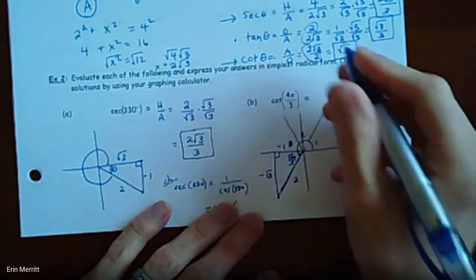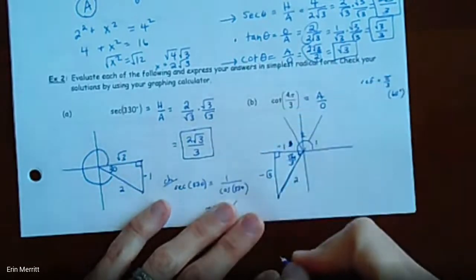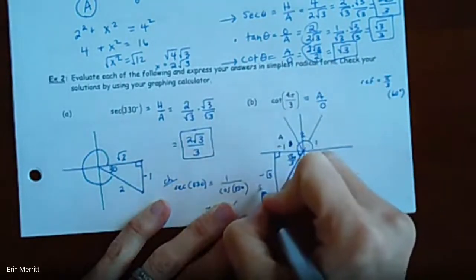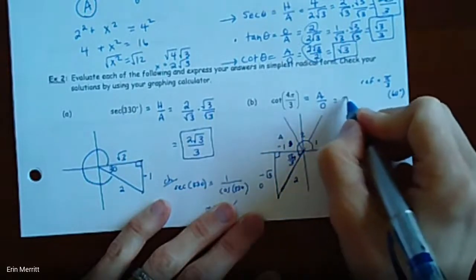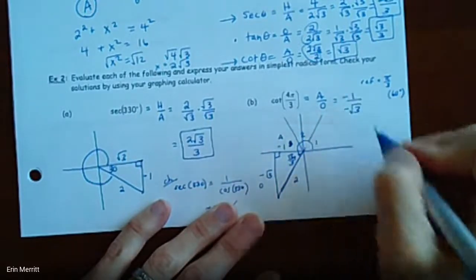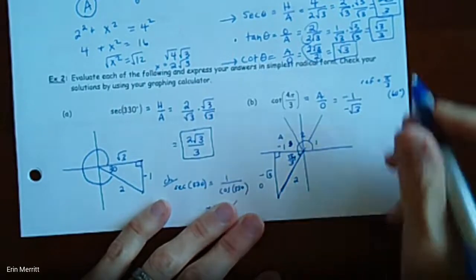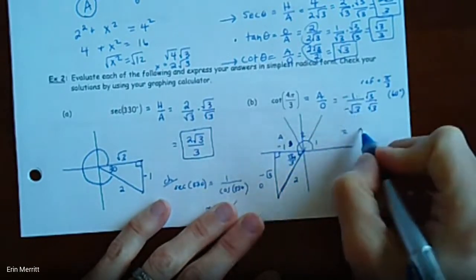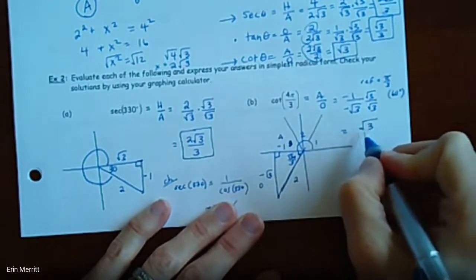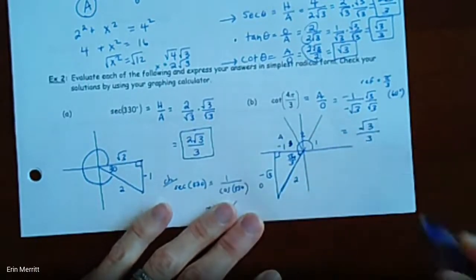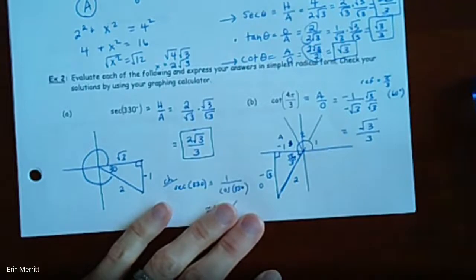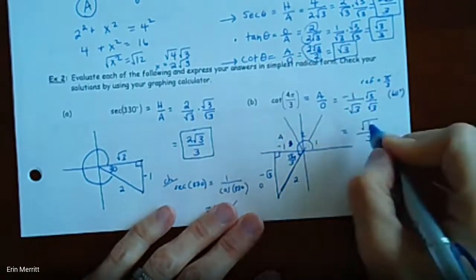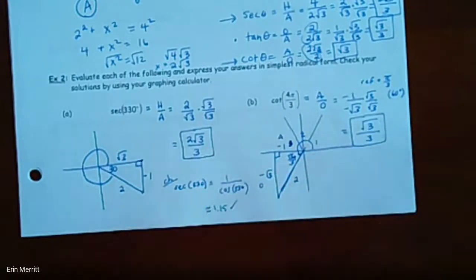That's the AO. So when you do adjacent over the opposite, you are going to get -1 over negative radical 3, and then you'll rationalize it. So multiply by radical 3 over radical 3. The negatives are going to cancel as well, so we just get radical 3 over plain old 3 there. Just in case that looks like a negative, let me get rid of that. There we go. All right, that should be our answer.